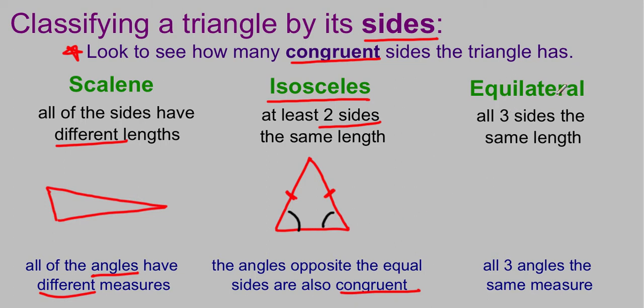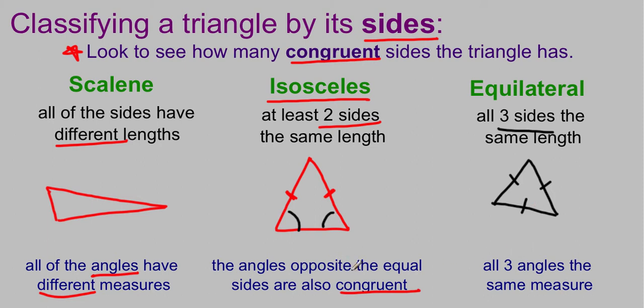And then last is our equilateral. All 3 sides the same length. So I'll do my best to draw this one out, but it's hard to draw them all perfectly. But all 3 sides would be marked the same way because all 3 sides are the same.